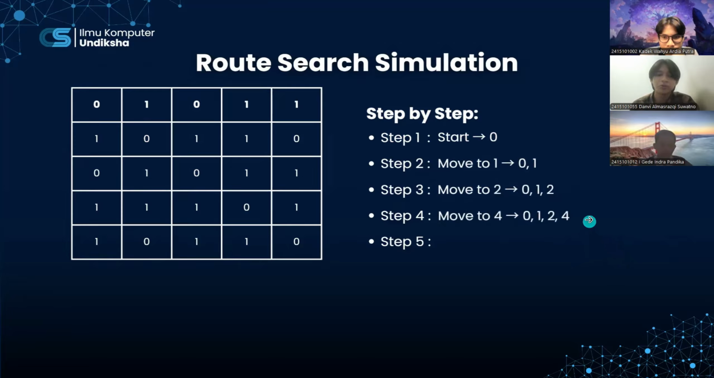From node 2, the program explores available paths and selects 4. Then from 4, it selects 3. So our temporary path will be 0, 1, 2, 4, and 3. Next. Just like this, all 5 nodes have been successfully visited without stepping on the same node twice.